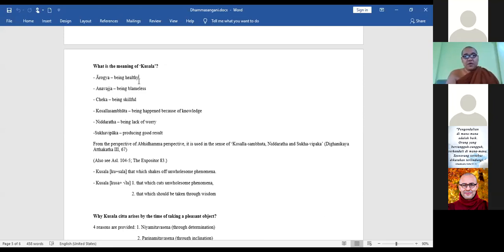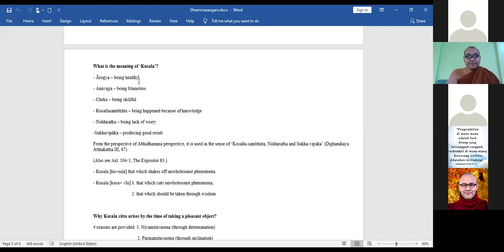So, for example, if you find the Dhamma kusala in the Jataka stories, because in the Jataka stories there are many conversations, the kusala refers to Arogya, being healthy. And in the Suttanta, from the Suttanta perspective, the kusala mostly indicates the meaning of Anavajja, being blameless. Okay.